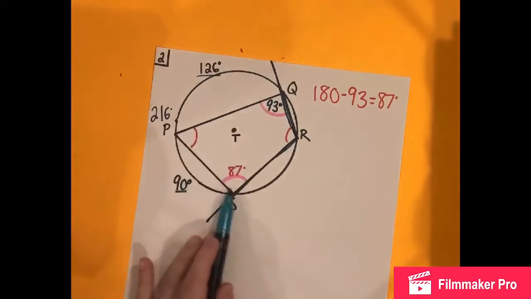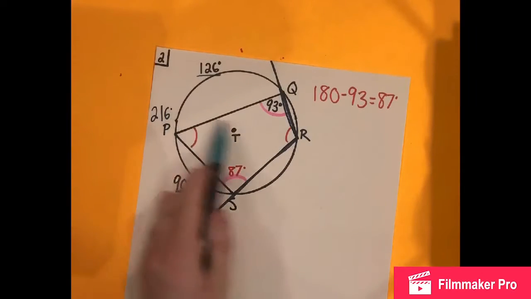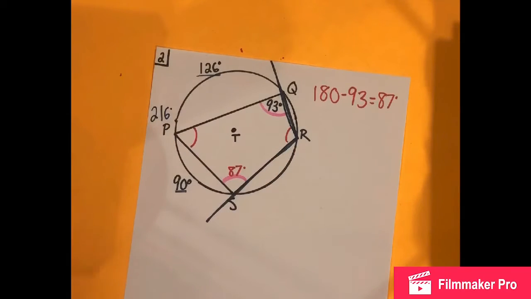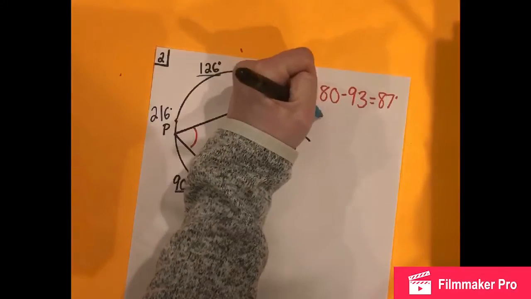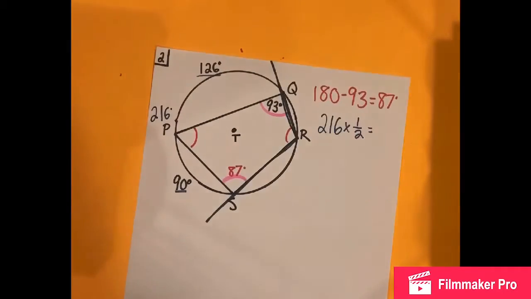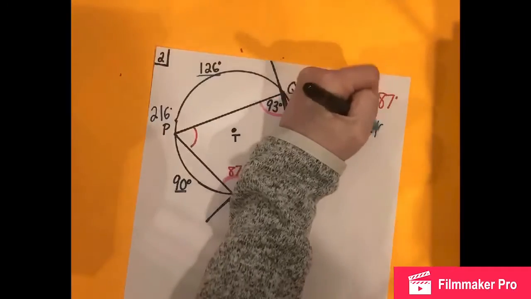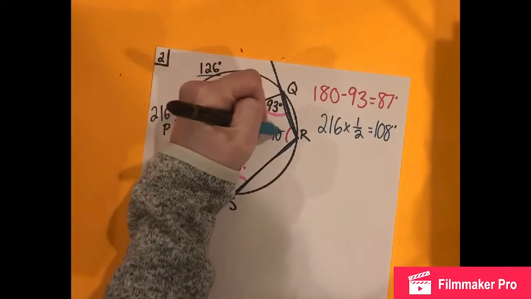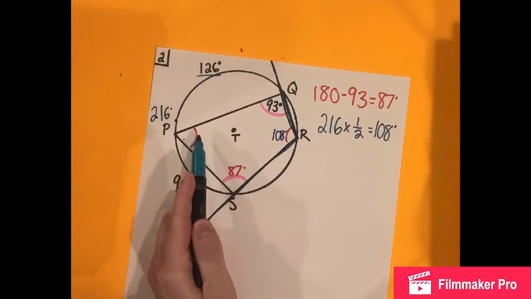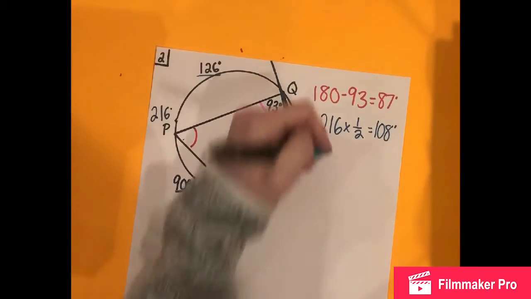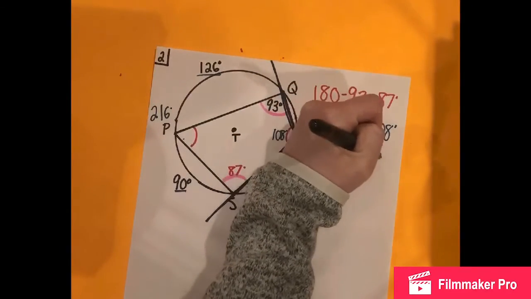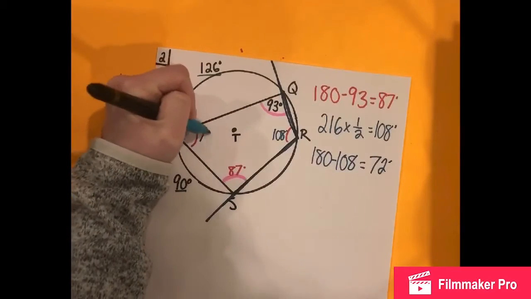If its arc is 216 degrees and I want to find its inscribed angle, all I'm going to do is multiply it by 1/2 or divide it by 2. In this case, I'm going to get 108. So this is 108. Now the problem should pretty much be done. I have 108 and I just need the one across from it. The two are supplementary, so I'm going to say 180 minus 108, and I'm left with my 72 degrees, which I'm going to put here.